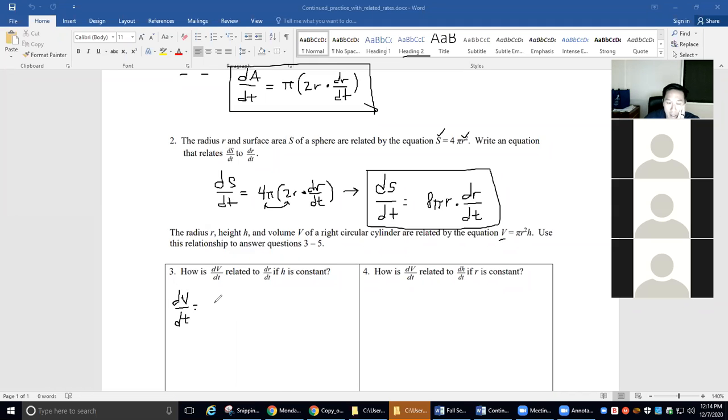So dV/dt on one side, we're going to hold h constant. So what would we actually only take the derivative of? The radius. Correct. So what would my derivative be there?